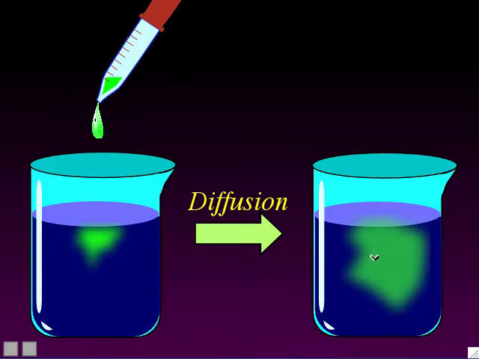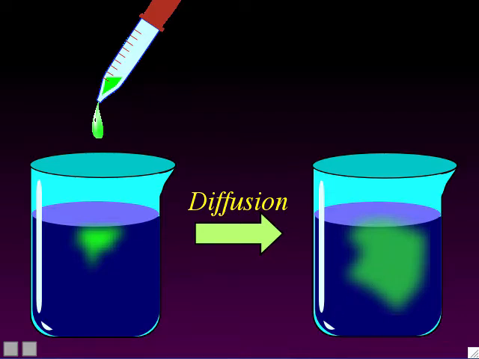And obviously the solutes are still diffusing even over here, right? Because here they are at a higher concentration than they are in these areas right here, and so they're going to continue to diffuse as long as there's a high concentration area and a low concentration area.